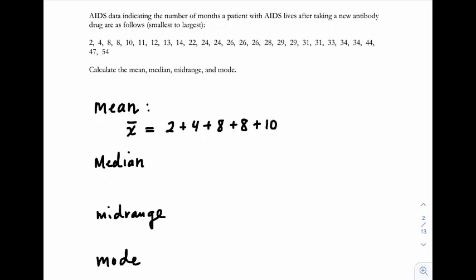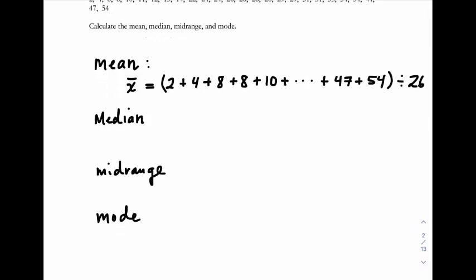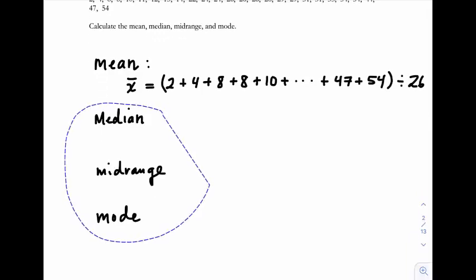So 8 plus 10 plus, and I'm going to skip down towards the end here, 47 plus 54. I'm going to take all that and divide it by the total number of values in the sample. There are 26 numbers, so that total divided by 26 is going to represent the sample mean.